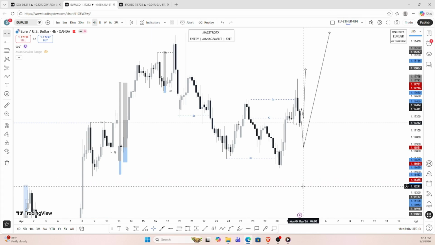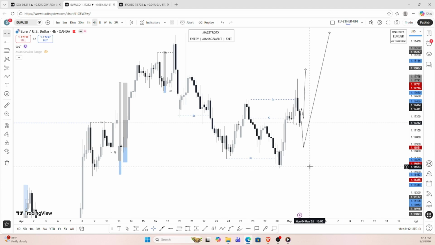But the price did what it did, and so as good traders, we have to be reactive. We can't be predictive. No one has ever made money predicting this market, and never will a novice trader or a retail trader make money by predicting these markets. So as good traders, we react to these markets.